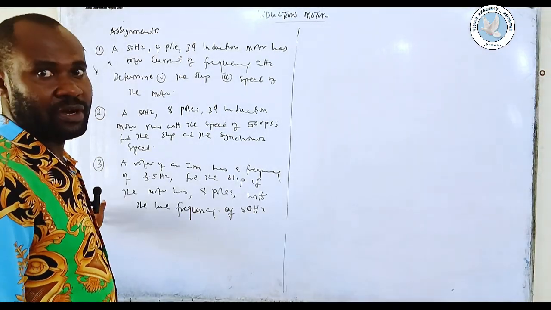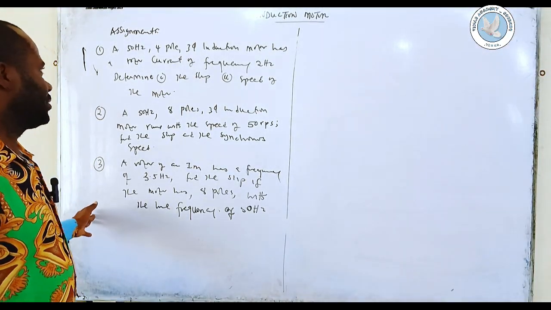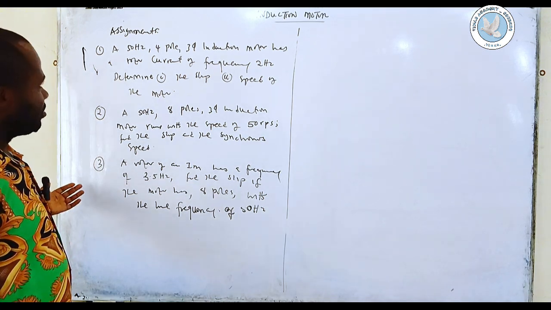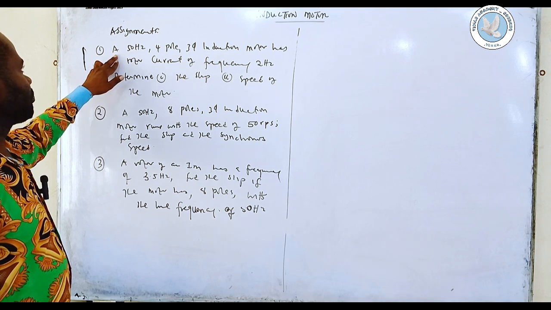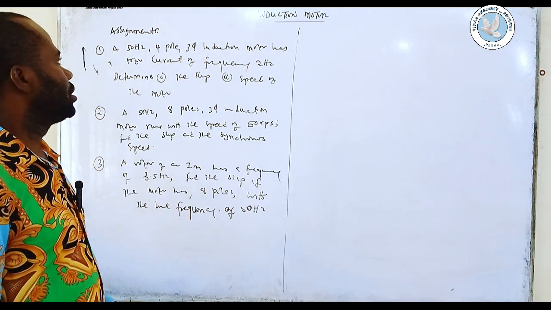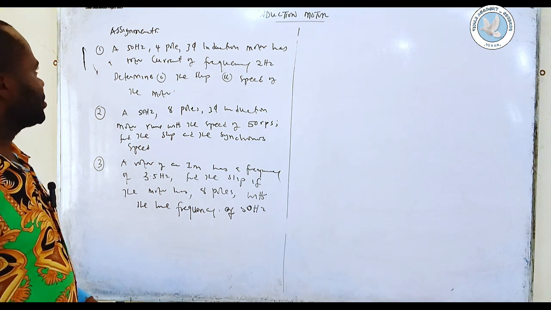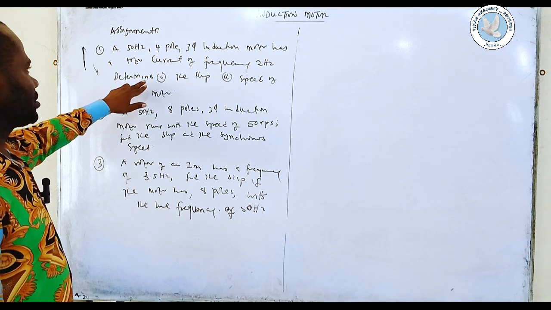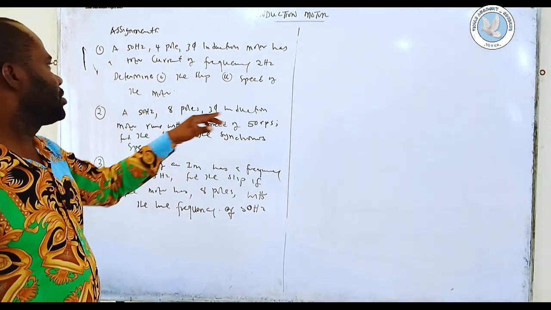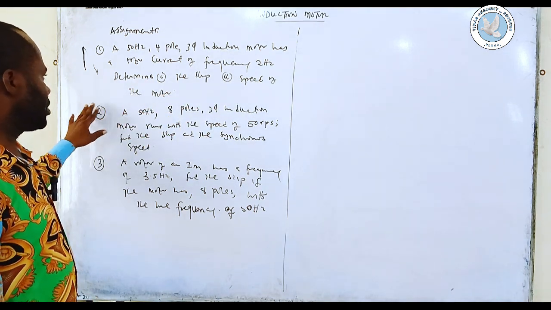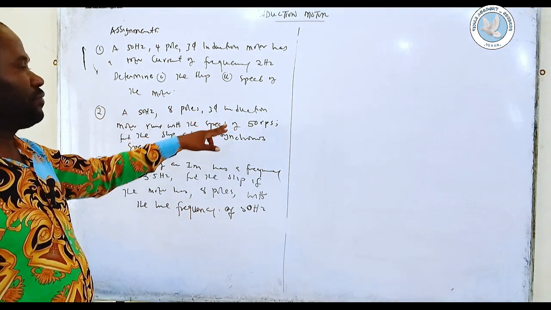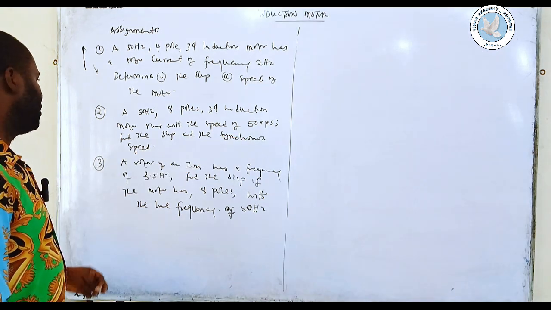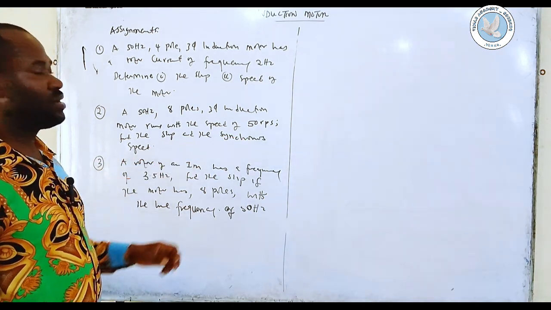From what we've done so far in the analysis, we can try our hands on this assignment. We have three assignments here. One is a 50 Hz, 4 pole, 3 phase induction motor that has a rotor current of frequency 2 Hz. Determine the slip and also the speed of the motor. The second one is a 50 Hz, 8 pole, 3 phase induction motor that runs with a speed of 50 rps. Find the slip and the synchronous speed.